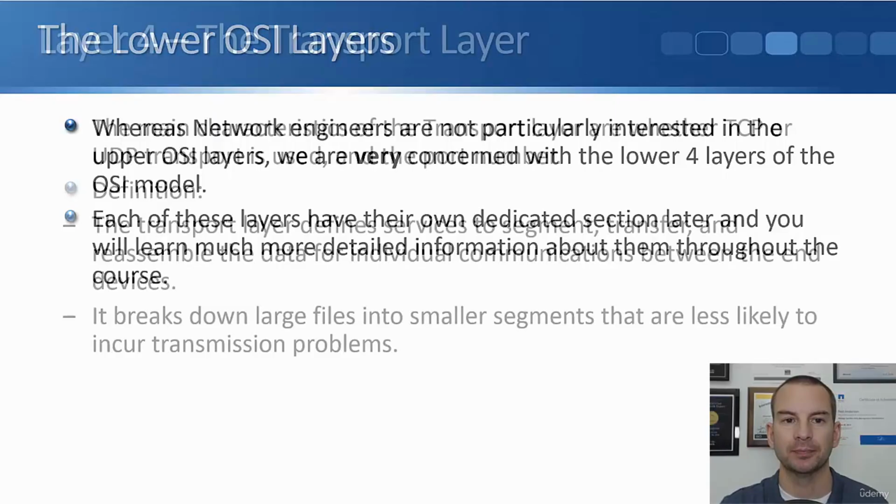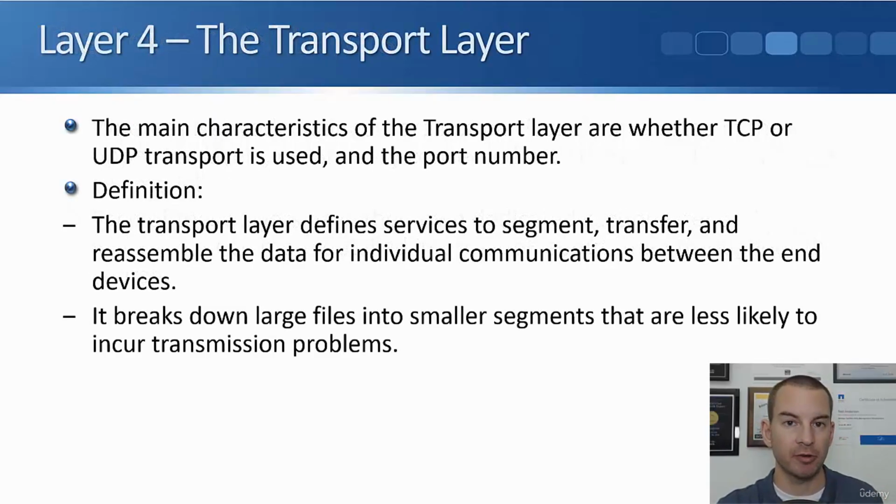So the first of the bottom 4 layers, we'll start with layer 4, which is the transport layer. The main characteristics of this layer are whether TCP or UDP transport is going to be used and the port number. Now, if you don't know anything about TCP or UDP or port numbers already, don't worry about it too much for now, because we're going to be covering this in the dedicated section for layer 4 later.